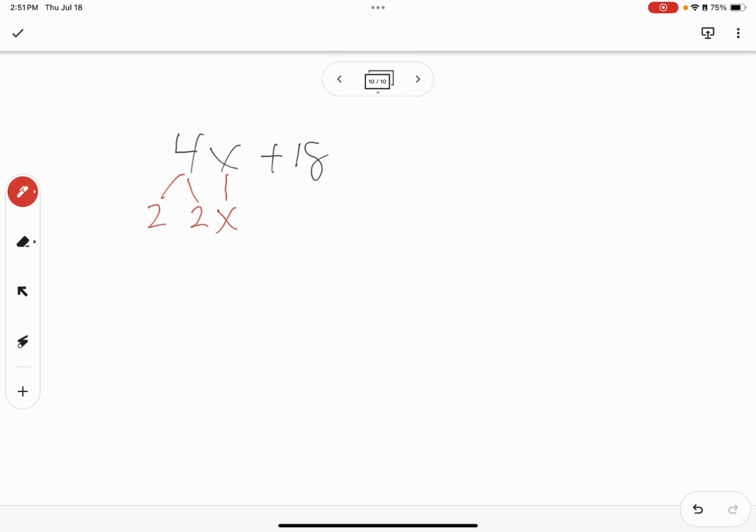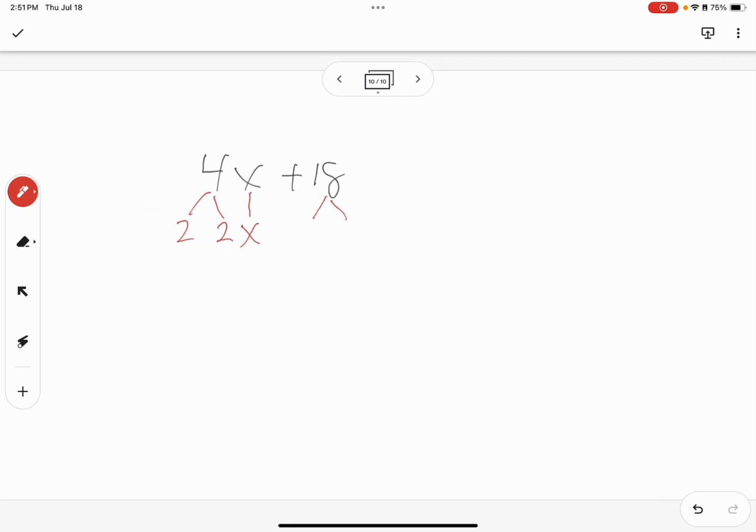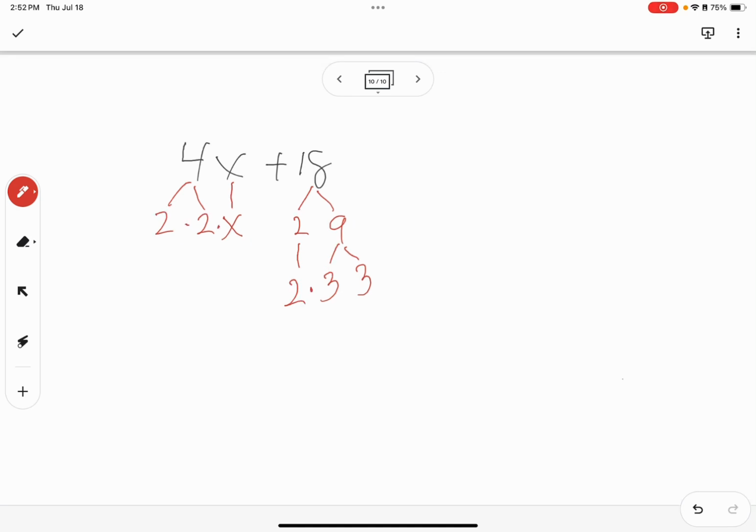And now I'm going to do 18. What are two numbers that I can multiply to get 18? Two factors. Well, I've got 2 and I've got 9. 2 is a prime number, but 9 is not. It can be broken down even further by 3 times 3. Now I bring this down, so we've got everything here. So now I've got 2 times x, and here I've got 2 times 3 times 3. So these are my factors.